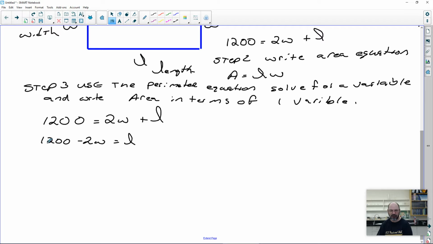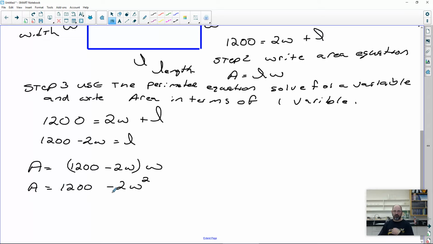Okay, and then I'm going to plug this in to the area equation. So area then equals length, which is 1,200 minus 2W, times the W. Okay, so let's expand that out. Area equals 1,200 W minus 2W squared. Okay, so that's step 3. Now we have area in terms of one variable W.